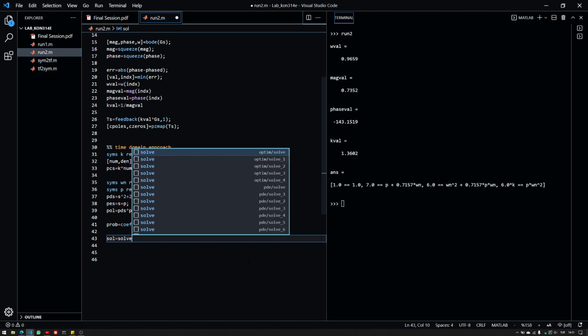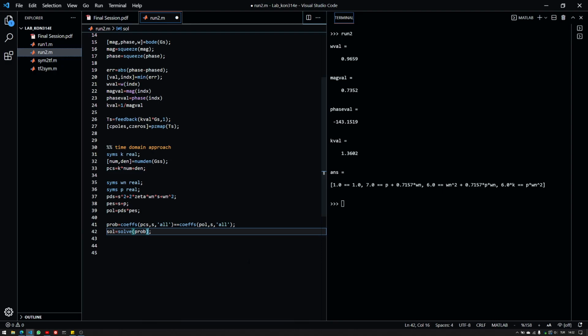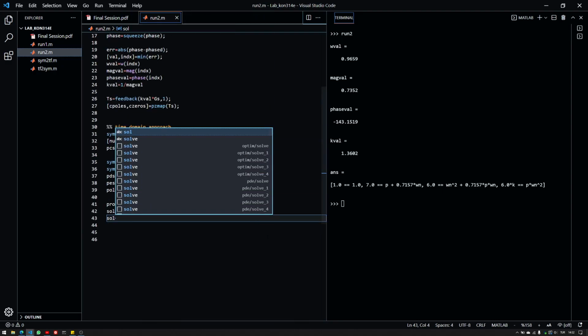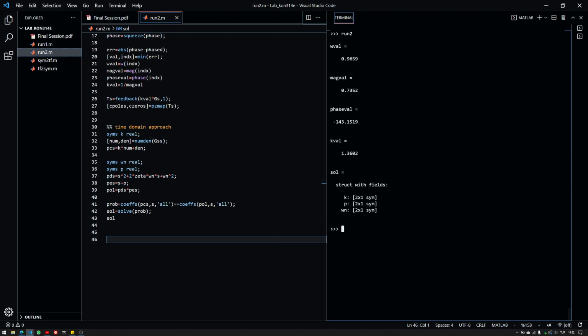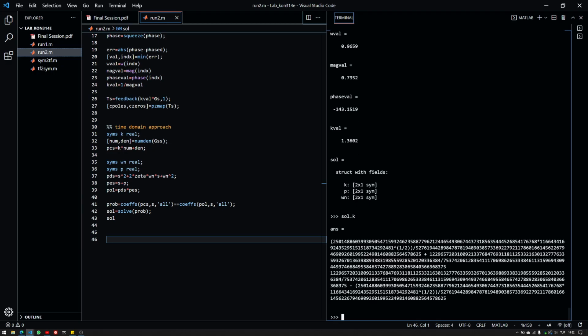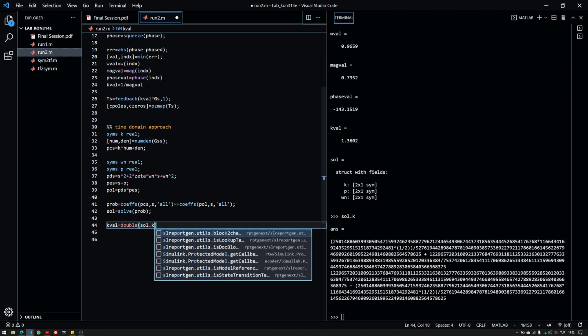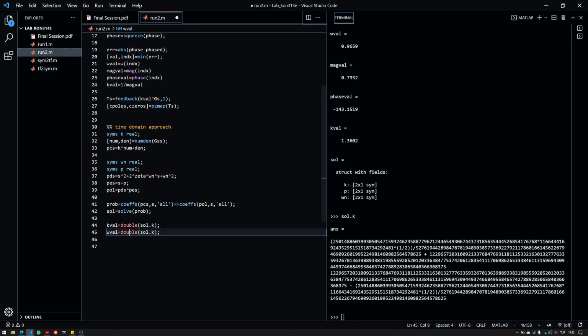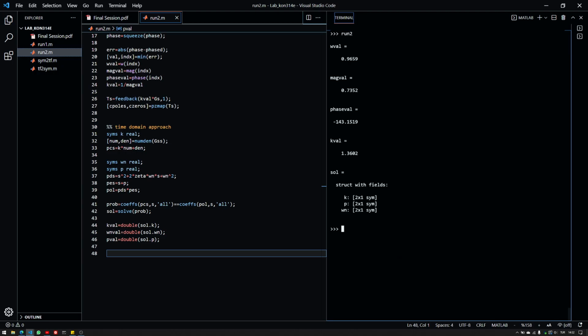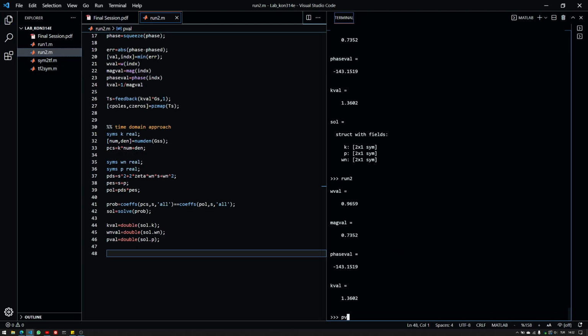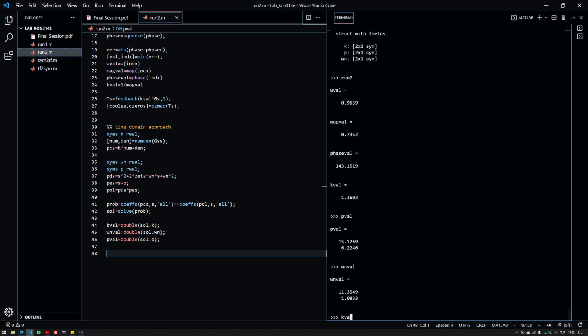Now life is easy in MATLAB, because you can just call MATLAB solve and give it the problem, and hopefully it'll solve it for you. And it comes with two solutions. Probably one of them will not be used here. So let's see what they are. So kval equals double sol.k, omegaval equals sol.omega, or maybe omega n. And then we have pval. So we have pval, omega n val, and kval.